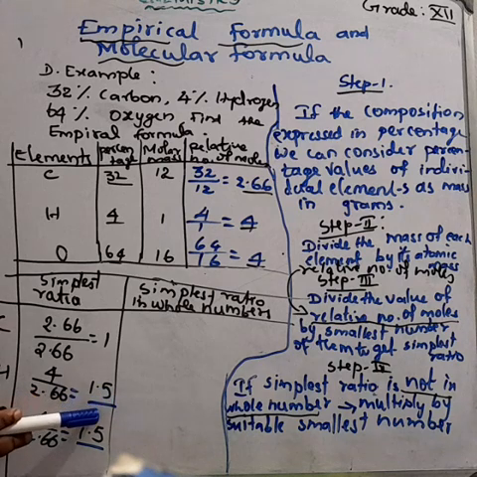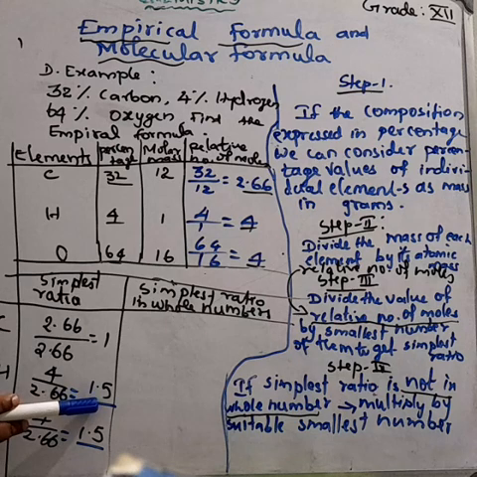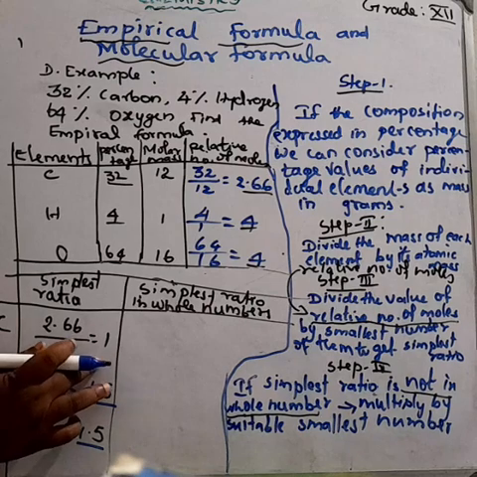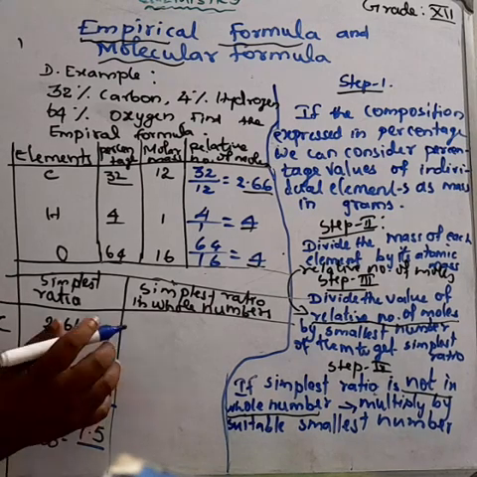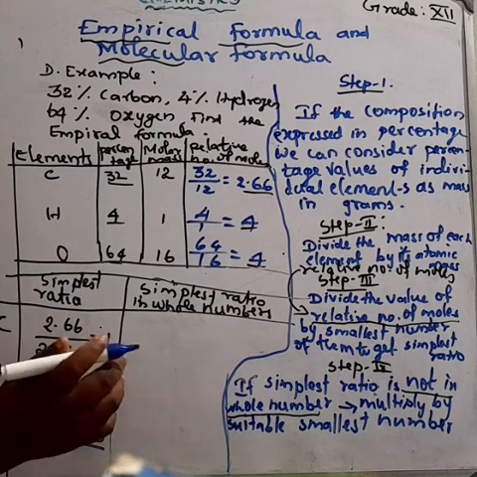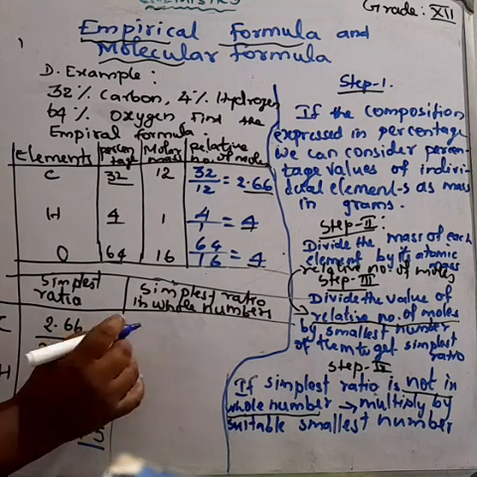So another one, smallest value 2. When we are multiplying 1.5 by 2, we get 3. Okay, this is the smallest number. So for the 3 elements, for each element, we should multiply by 2 to get the simplest ratio in whole number.